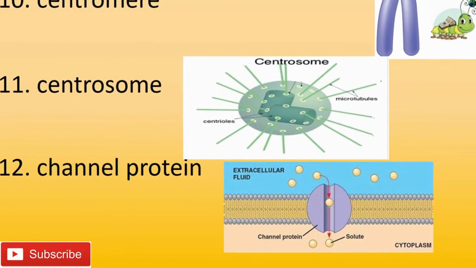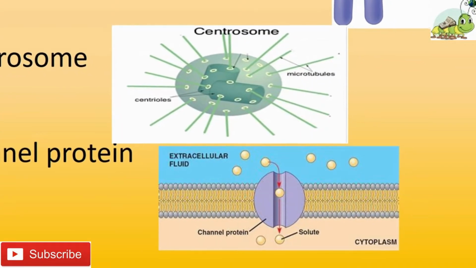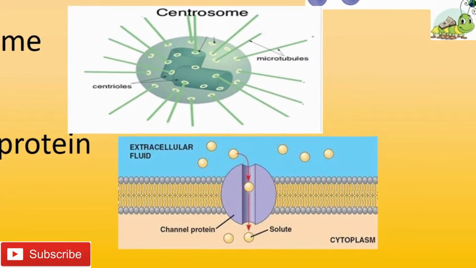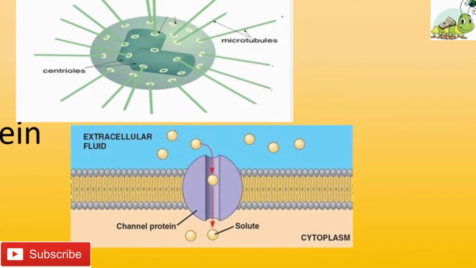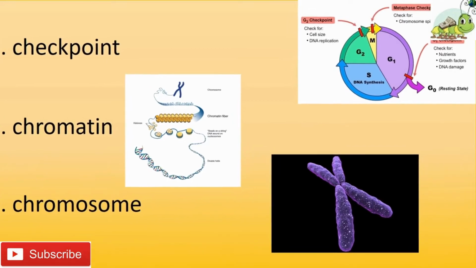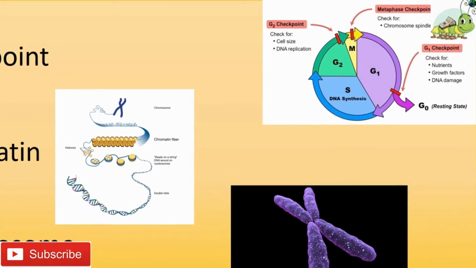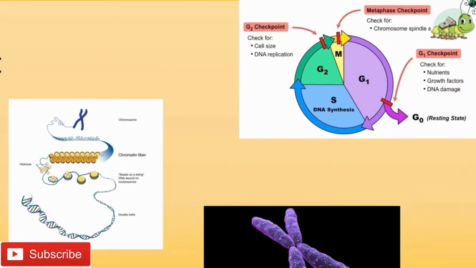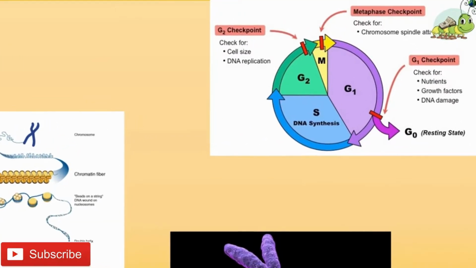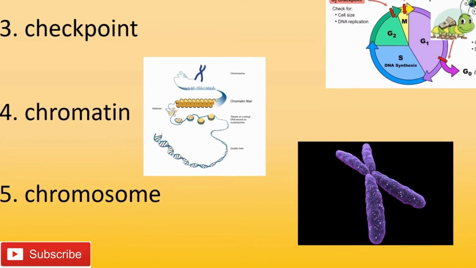Point number 11. Centrosome. Cellular structure that organizes microtubules during cell division. Point number 12. Channel protein. Membrane spanning protein that has an inner pore which allows the passage of one or more substances. Point number 13. Checkpoint. Point in the cell cycle during which certain conditions must be met in order for the cell to proceed to a subsequent phase.